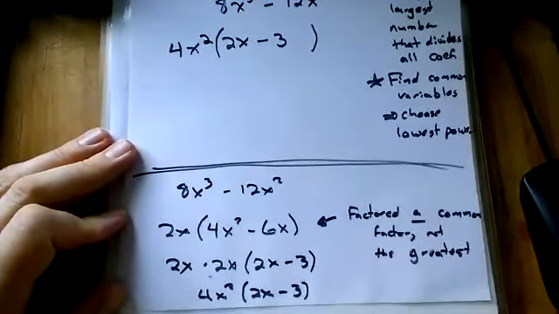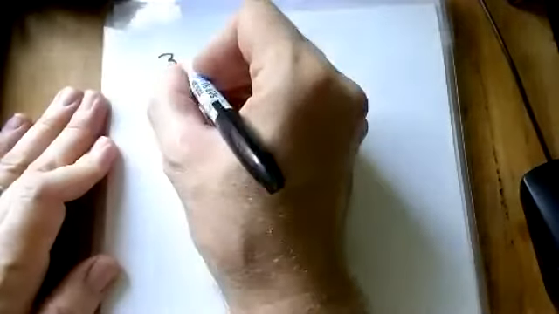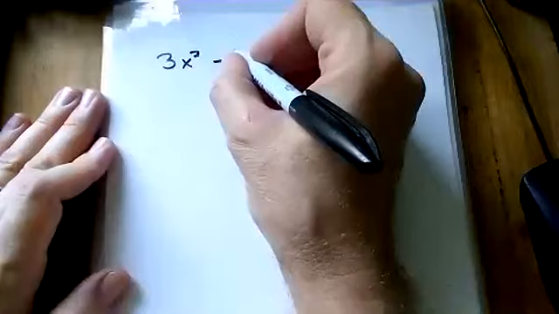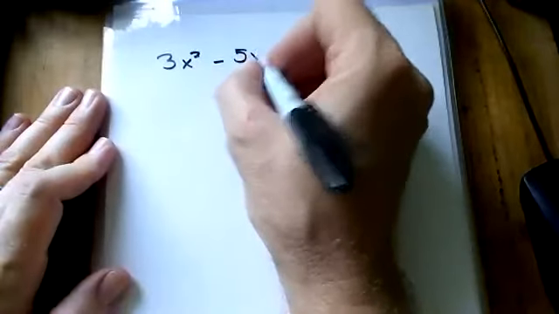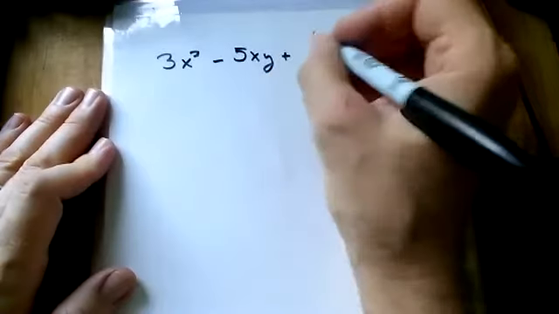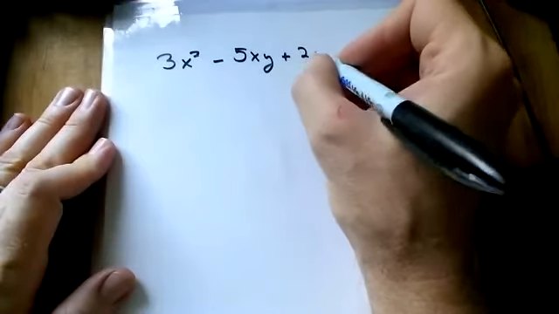All right. Let's do another one. And there's a couple things that I always like to point out. Sometimes you're going to end up with some stuff that might be a little harder to determine what's going on. So, for example, what happens if I've got something like 3x squared minus 5xy plus 2x?